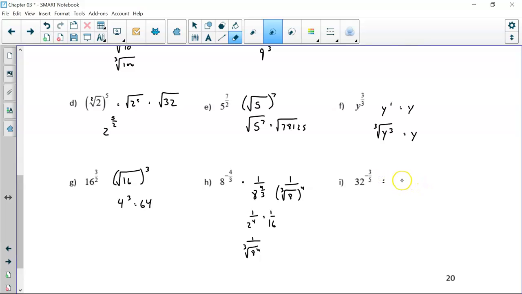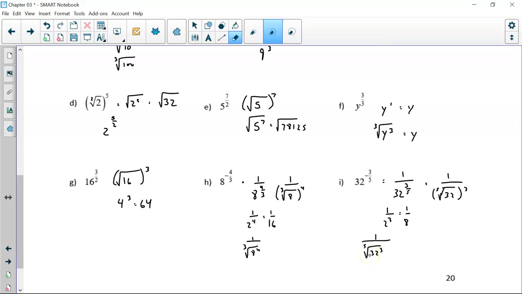And for I, 1 over 32 to the positive 3/5, which is 1 over the cube root of 32, all being raised to the 5th. Now the cube root of 32, I'm sorry, that's the 5th root cubed. Now the 5th root of 32 is 2, so it's the same as 1 over 2 cubed, which is 1 over 8. You could also write it as 1 over the 5th root of 32 cubed. Multiple ways to write that.